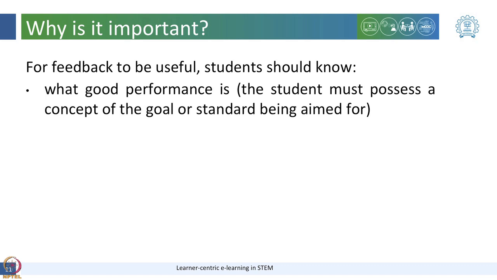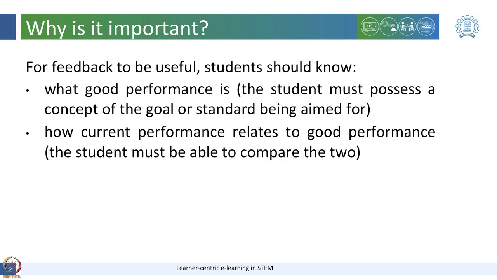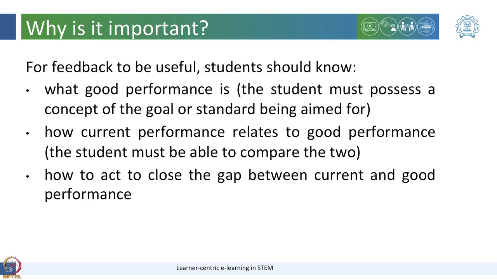What research on learning and formative assessment tells us is that for feedback to be useful for learning, the student must know three things, the ones we have talked about so far. What good performance is, that is, they should possess a concept of the goal or the standard to be met. Secondly, the student should be able to compare current performance with the expected performance. And finally, the student should know how to get from where they are to where they should be, that is, they should be able to close the gap.